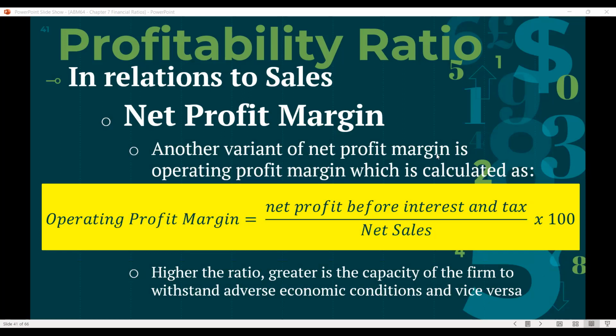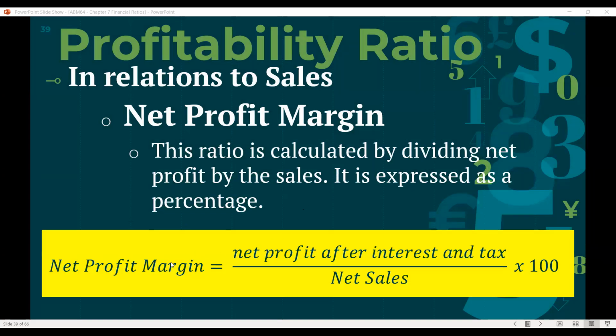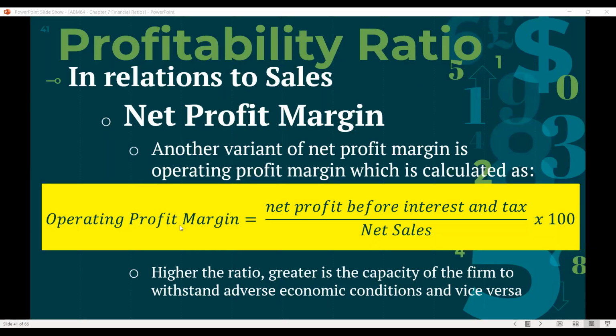So another variant of net profit margin is operating profit margin, which is calculated as operating profit margin equals net profit before interest and tax over net sales. Okay, so this is another variant. This focuses more on operating, while the earlier one was more on general terms, net profit or net income. So as you can see here, we have operating profit margin, which is before interest and tax, for the whole operation itself, divided by net sales multiplied by 100. Okay, also expressed as a percentage.